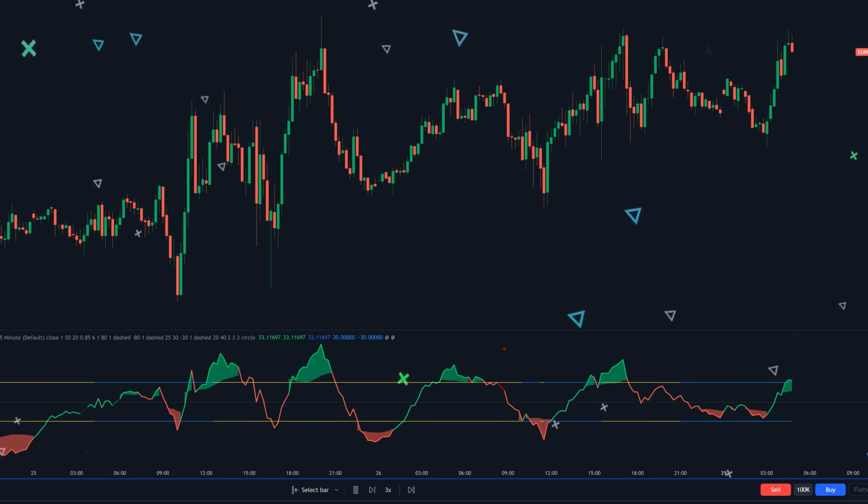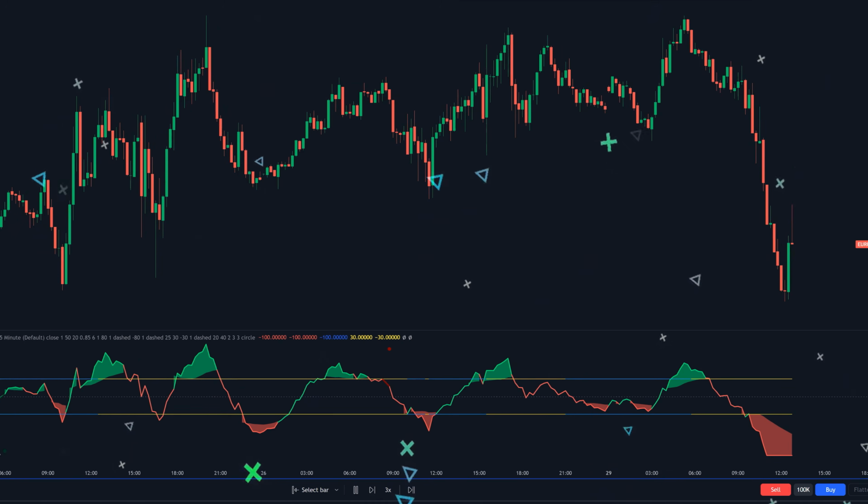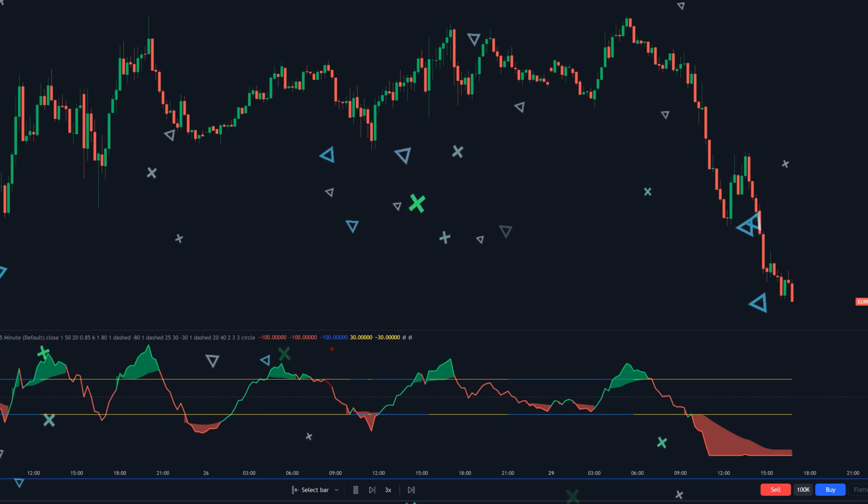Go ahead and try out this indicator and see what other strategies you can come up with. If you find a way to use this indicator in your own strategy, be sure to let us know.